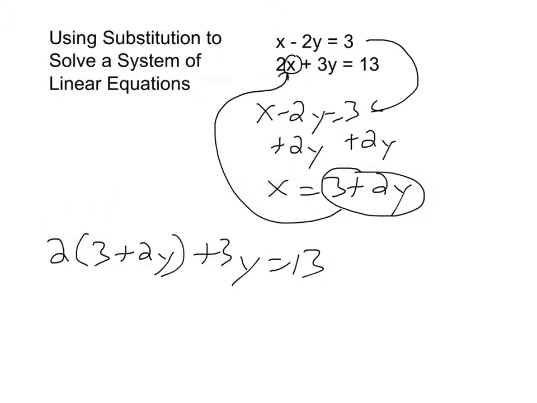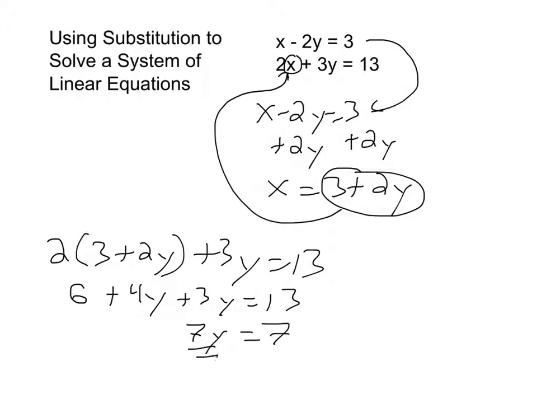Now we'll use the distributive property, and that brings me to 6 plus 4y plus 3y equals 13. I'll combine these like terms. 4y plus 3y is 7y, and at the same time I'll subtract 6 from each side, leaving me with 7y equals 7. And now my final step to solve for y is to divide each of these by 7, which means y equals 1. Of course, I'm not completely done yet.